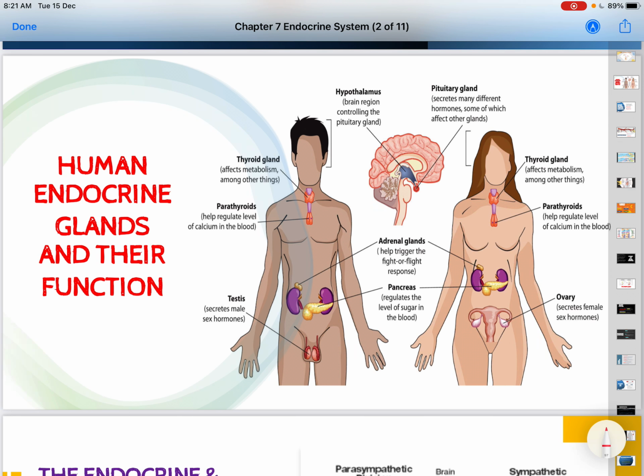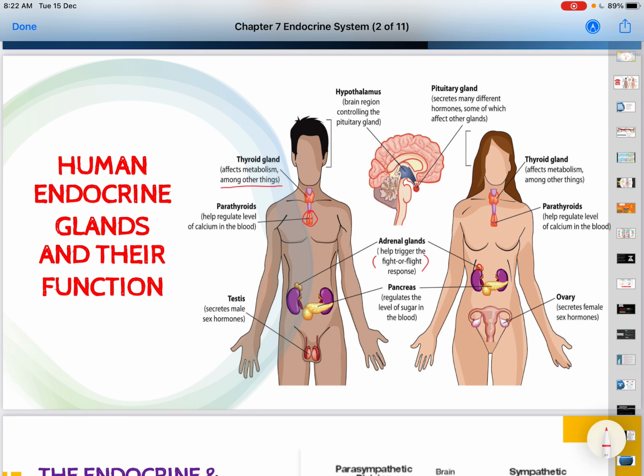Okay, now let's see the thyroid gland, which affects the metabolism among other things. And we have parathyroid, which helps to regulate the level of calcium in the blood. And we have testes for male, which secrete the male sex hormone. And we also have adrenal glands, which are located on top of the kidney. So this adrenal gland helps trigger the fight or flight response. This fight or flight response is an involuntary action.